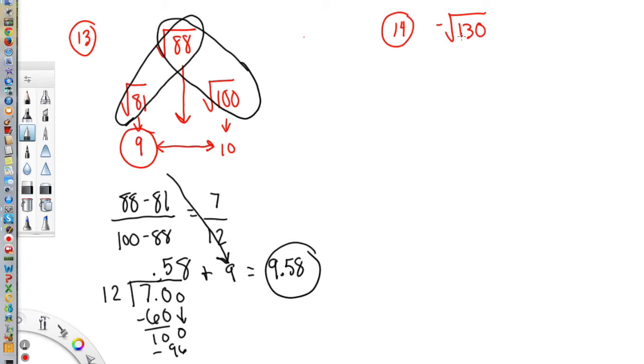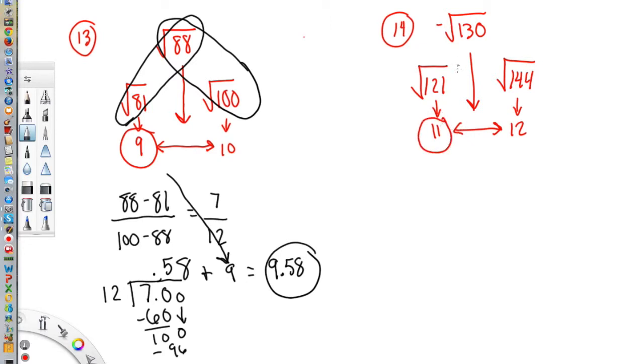So the square root of 130 has to be between the square root of 121 and the square root of 144. I know the square root of 121 is 11. The square root of 144 is 12. So the square root of 130 is somewhere in the middle. And it's going to be closer to 11, the lower whole number, than 12, because 130 is only 9 away from 121, but it's 14 away from 144.